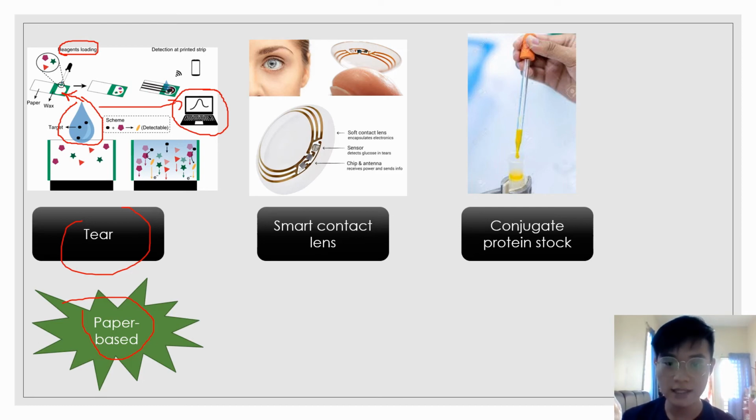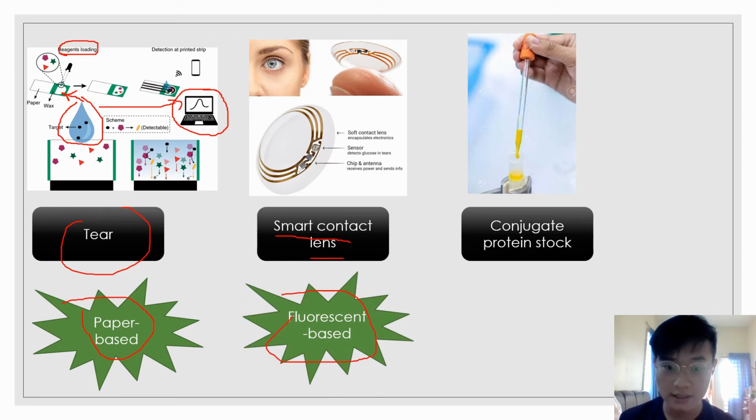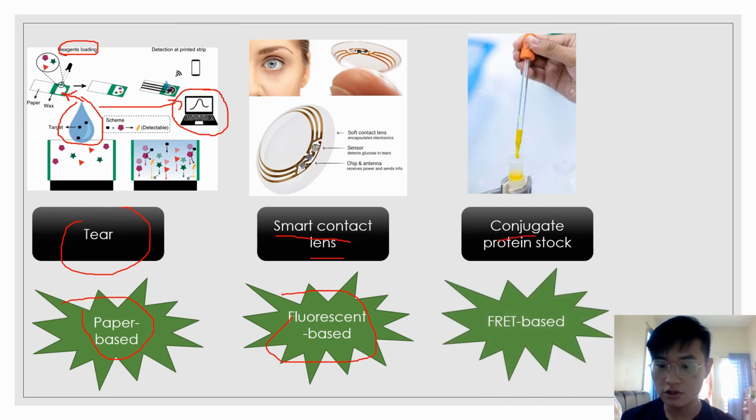Then for this smart contact lens, they are using this fluorescent-based glucose biosensor. The aim of this contact lens is to continuously monitor and detect the glucose level in a person. Then lastly, for this conjugate protein, they are using this FRET-based glucose biosensor, which is a fluorescence resonance energy transfer glucose biosensor. Even in protein, there is a lot of glucose inside, so they conducted this experiment. That's all in this slide. Thank you.